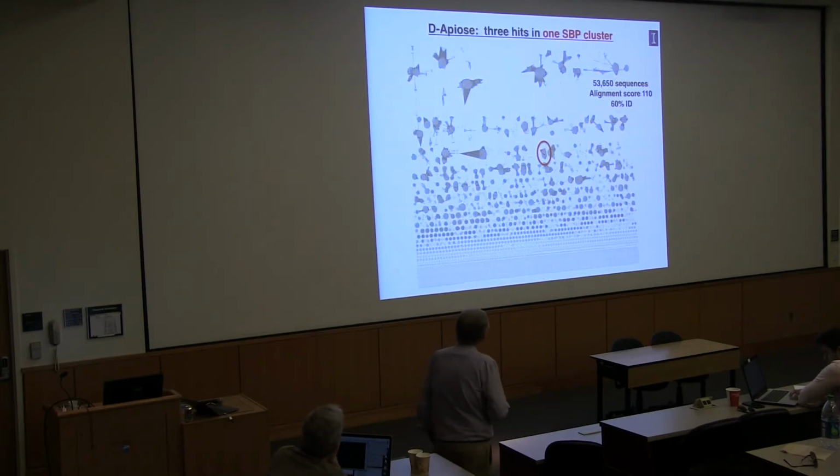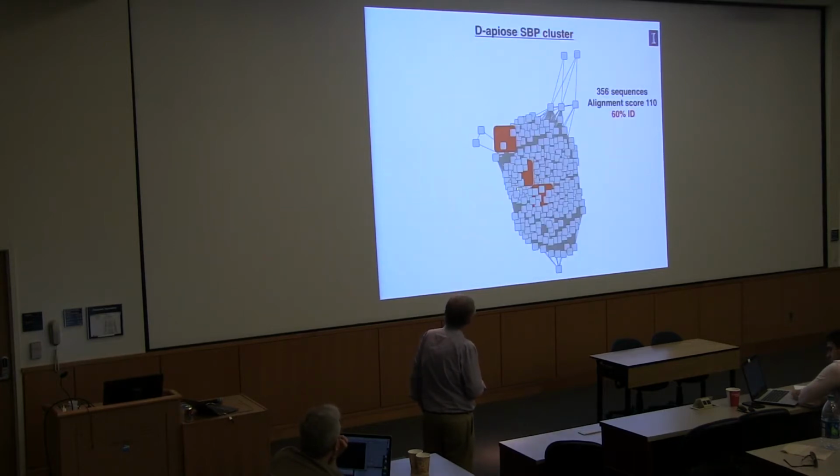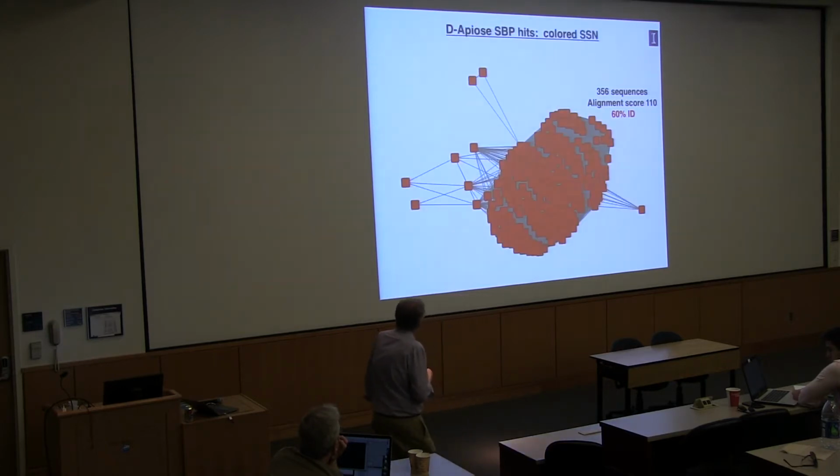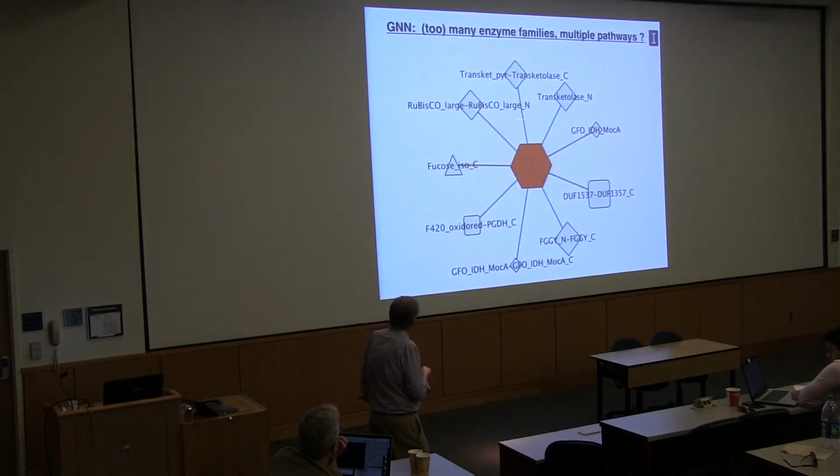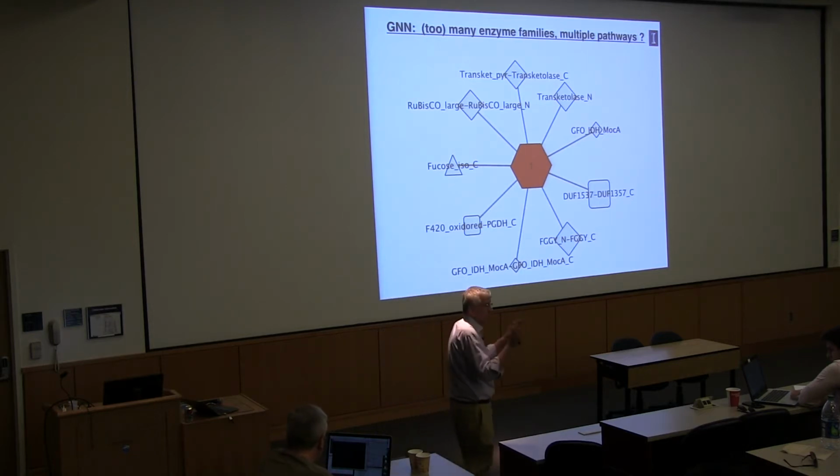So this is the sequence similarity network for the solute binding protein family, and all three hits are in that cluster right there. All right, so these appear to be orthologs. This is an orthologous cluster of SBPs for apiose. Okay, so we put this into the genome neighborhood network tool, and when we did this, we got a whole bunch of enzyme families that were in the plus or minus 10 ORF window.